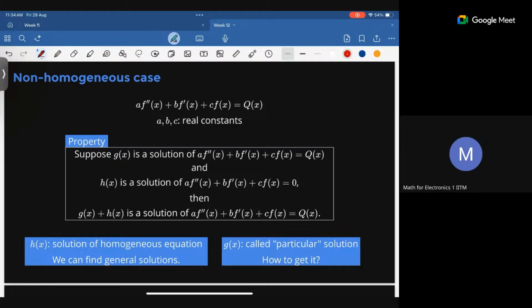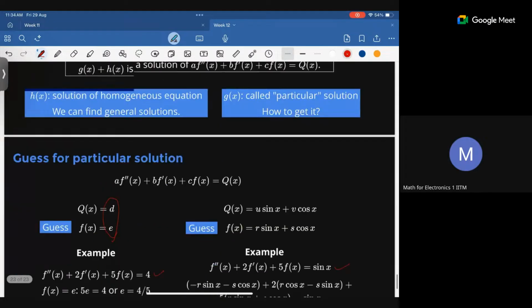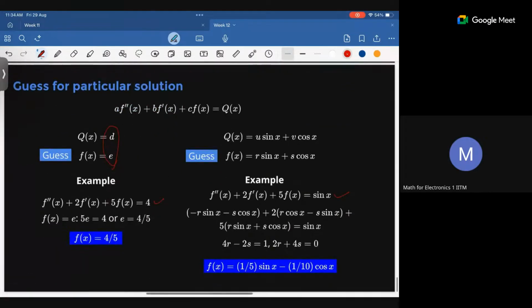Okay, and that g of x is called the particular solution. So you would have seen this in class 11, I guess. Particular solution plus the homogeneous solution will give us the complete solution, kind of thing, right? So here also the same thing. How to get this particular solution? All we have to do is guessing.